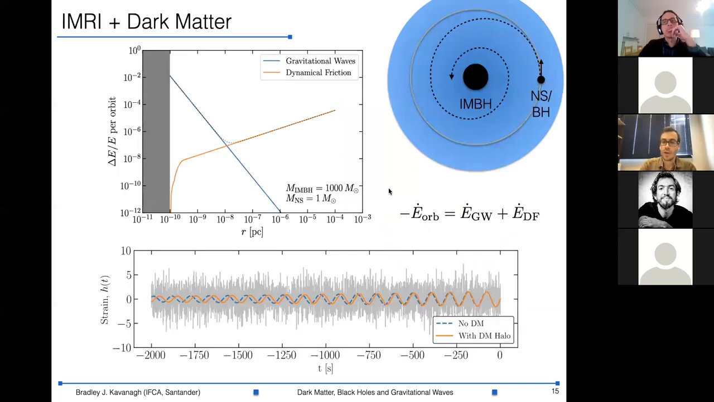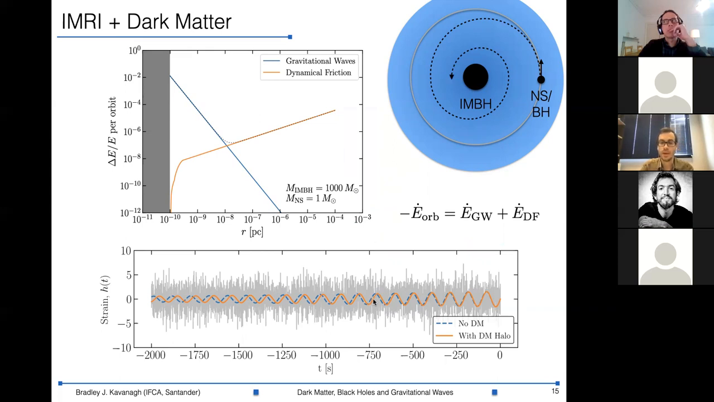In practice, what this means is that you have an object which is inspiraling. It's losing some orbital energy through gravitational waves, but it's also losing energy through dynamical friction. And what that means is it spirals in more quickly.